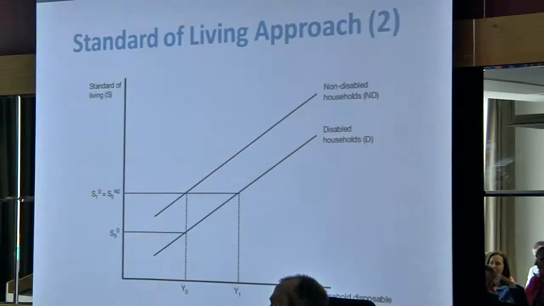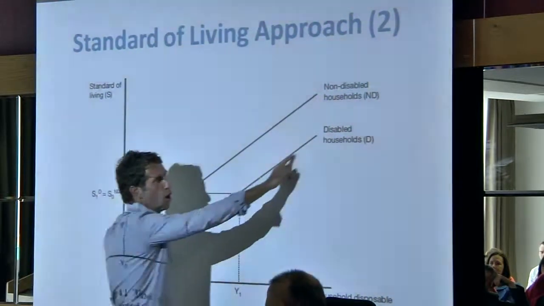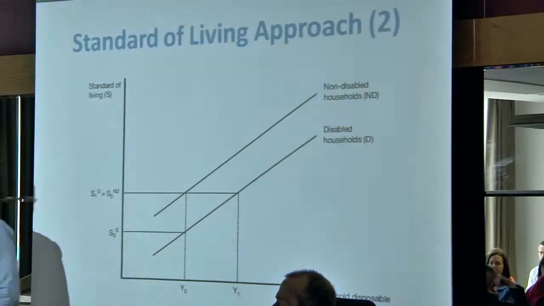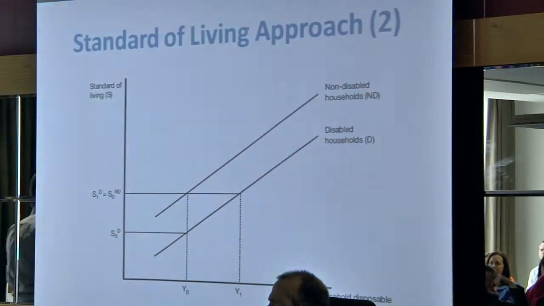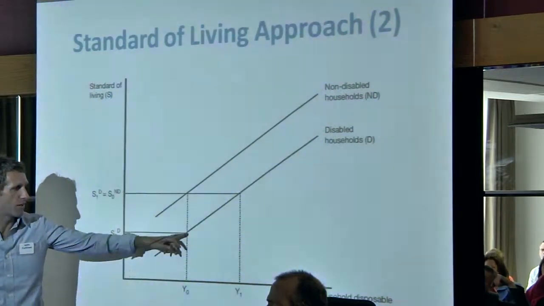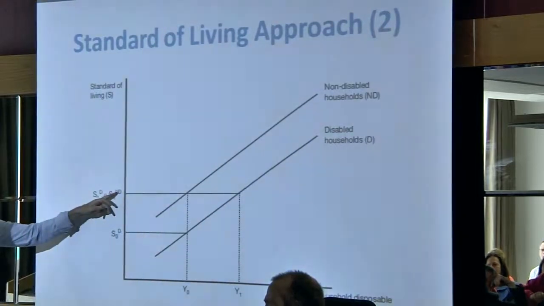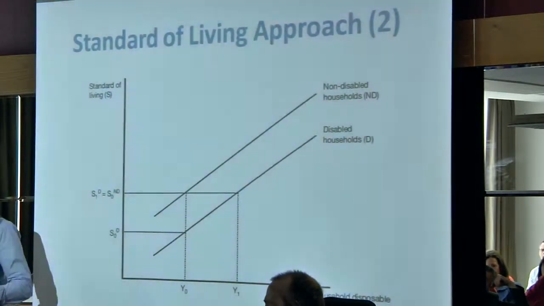The other assumption that we make, however, is that disabled households also have that type of relationship, but the line for disabled households lies below that for non-disabled households. The implication is that if you were to take some level of income, we'll call it Y0, the standard of living of the disabled household is less than the standard of living of the non-disabled household. Okay, that's the starting premise.